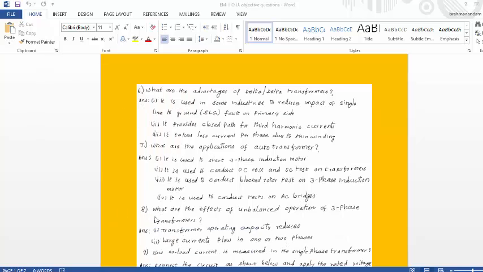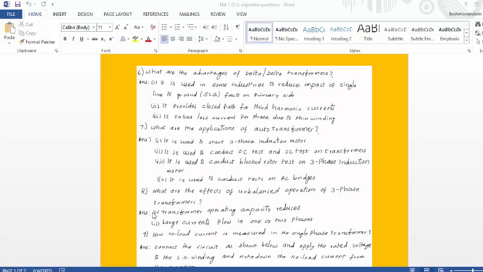Next, eighth question. What are the effects of unbalanced operation of three-phase transformers? Answers. First point, transformer operating capacity reduces. Second point, large currents will flow in one or two phases.